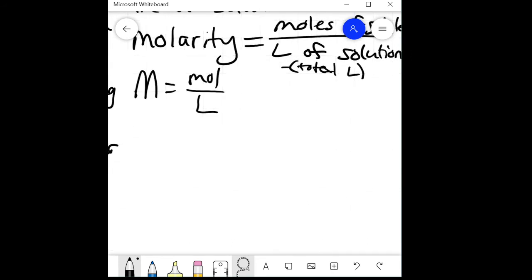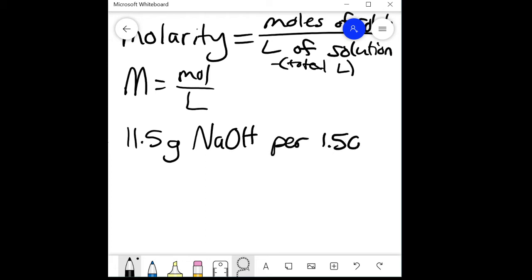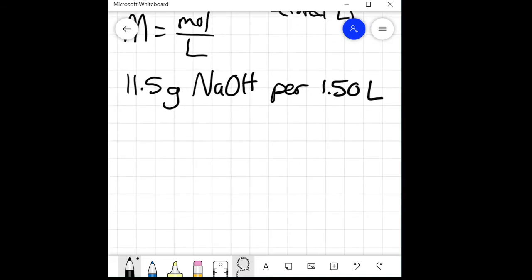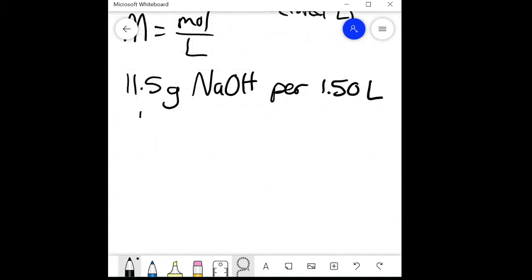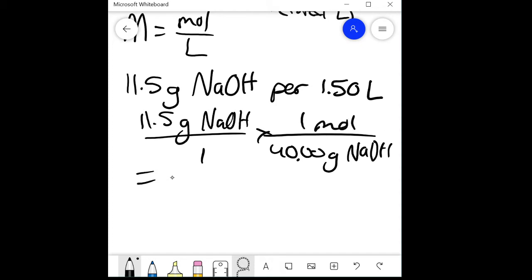So let's do an example. Okay, so find the molarity if you have 11.5 grams NaOH per 1.50 liters. So first we need moles. So we are going to convert. 11.5 grams. I think we all know how to do this by now. If you don't, I'm very sorry. Over a mole. And so that's just going to give us.